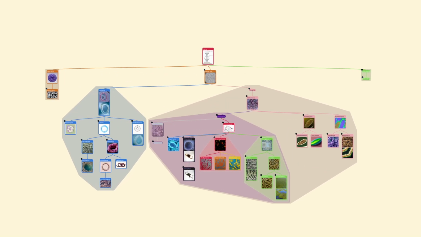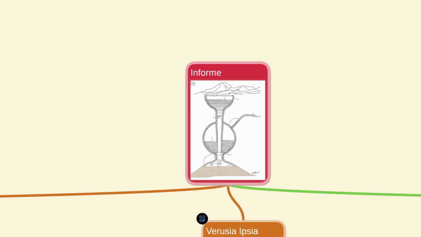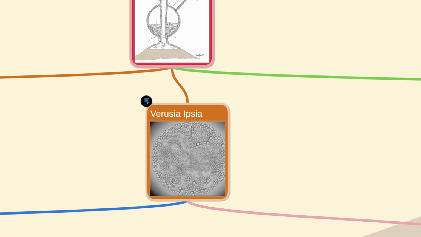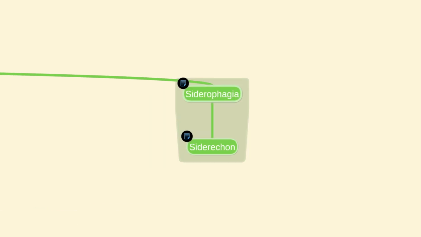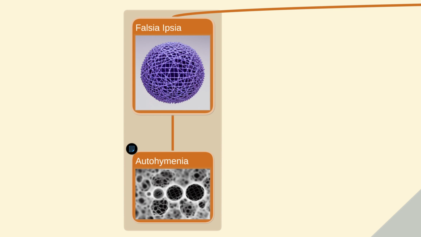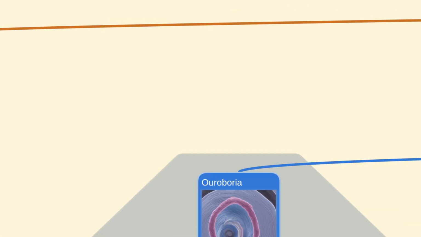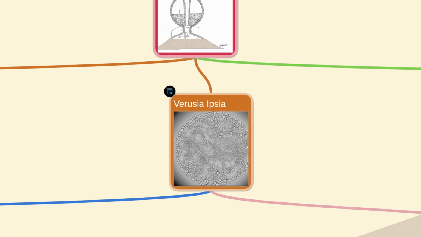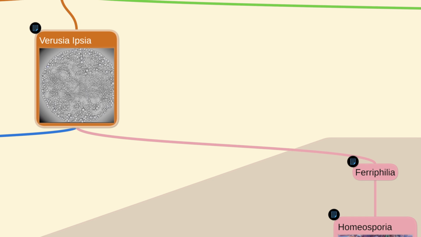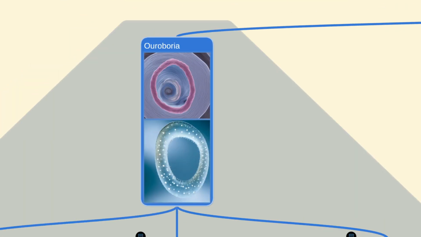Here we see a map of the first period of life on the planet. Starting at the top, the root of Informe splits off into three categories: the Falsia ipsia, Verusia ipsia, and the Siderophagia. The Siderophagia, meaning iron-eating, become the future Siderechon, meaning iron-bodied. The Falsia ipsia, on the other hand, turns into the Autohymenia, the self-replicating walls. However, the real party begins with the Verusia ipsia, the true selves, splitting off into the Ferrophilia and the Ouroborea.